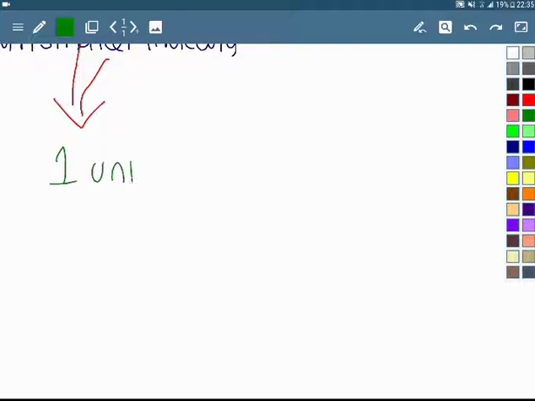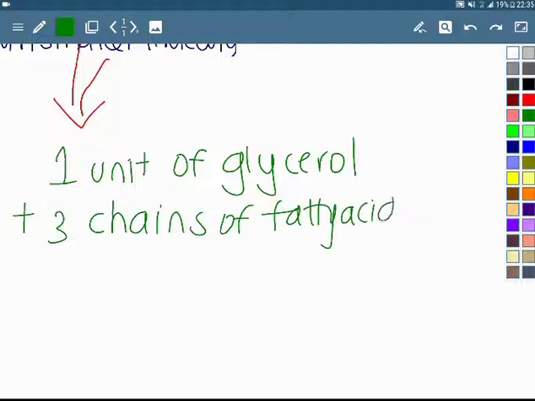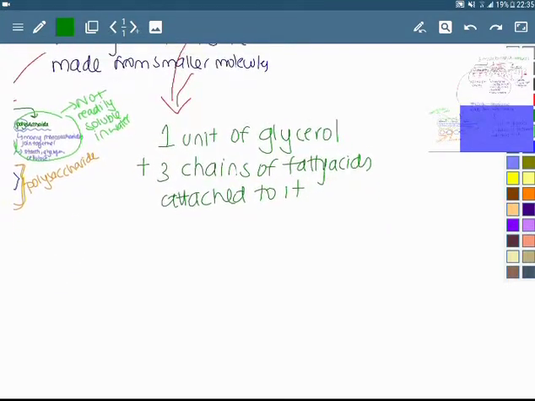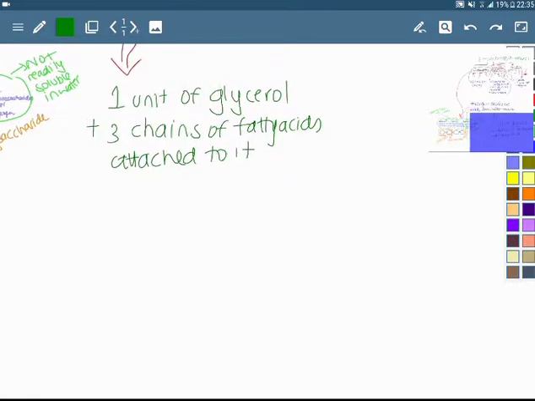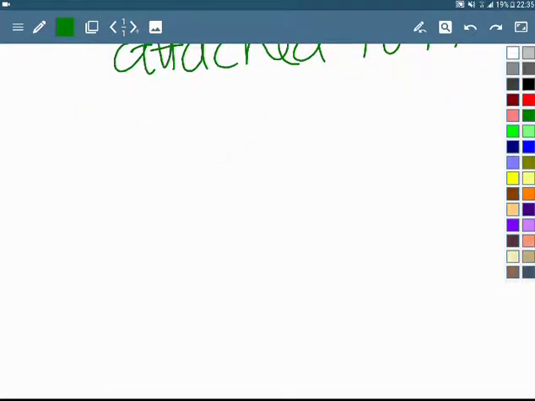1 unit of glycerol and 3 chains of fatty acids attached to it. Now, a diagram to help remember how a fatty acid looks like. How fats and oils look like is this.